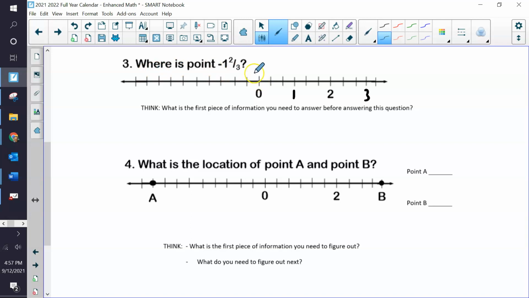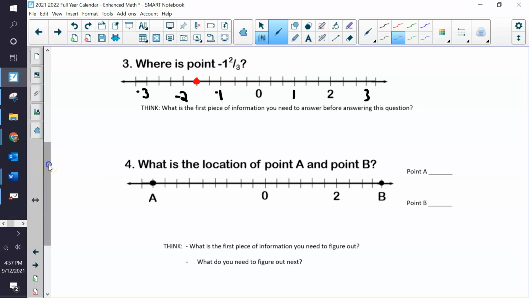Same thing in the negative direction. So 1, 2, 3, that's going to be -1. And 1, 2, 3, that's going to be -2. And 1, 2, 3 is -3. Now that we've got our integers in place, let's answer our question. Negative 1 2/3 is going to go in the negative direction. We're going past negative 1. It's closer to negative 2, so past negative 1, negative 1 1/3, negative 1 2/3. So we would say right here is our point.